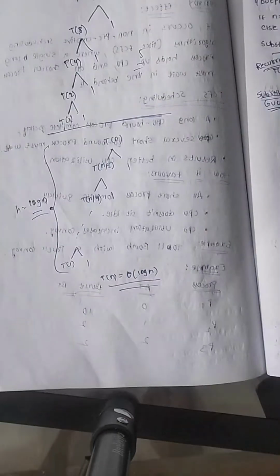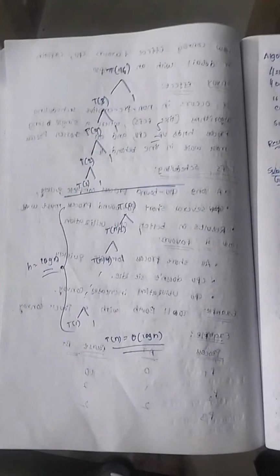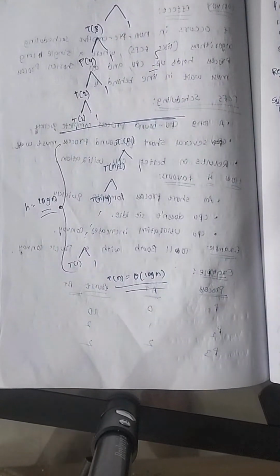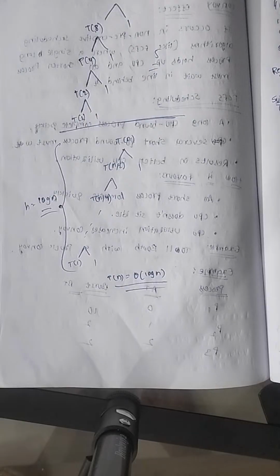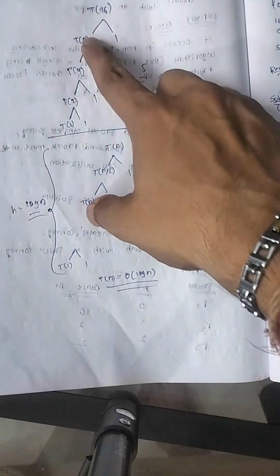Now how can I write the binary recursion tree? See, this is the form of a binary tree. So if I have taken 8, T of 8 we can write as T of n by 2 plus 1.